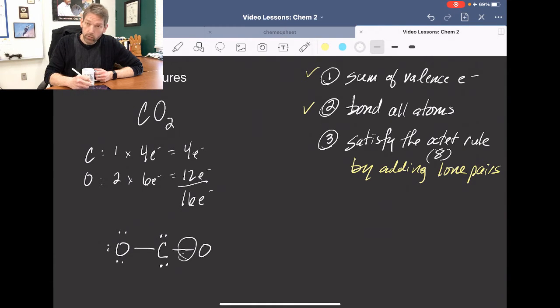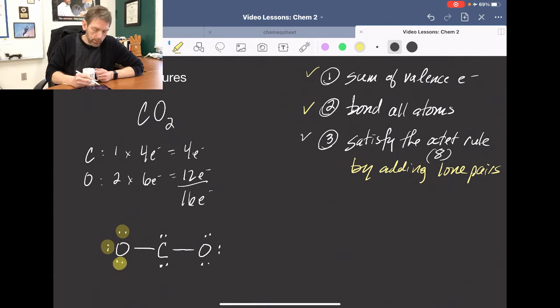This oxygen already has 2 right here, 4, 6, 8. So now if we were to look at each atom individually, we would see that there's 2, 4, 6, 8 around that oxygen, 2, 4, 6, 8 around that carbon, and 2, 4, 6, 8 around that oxygen. So we have satisfied rule 3. However, now we need to double check and make sure that all 3 rules are still satisfied.